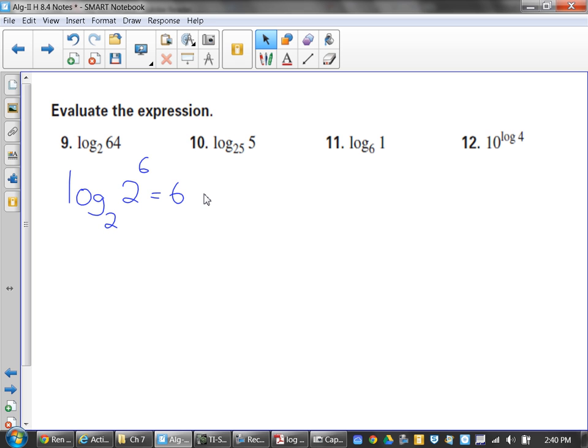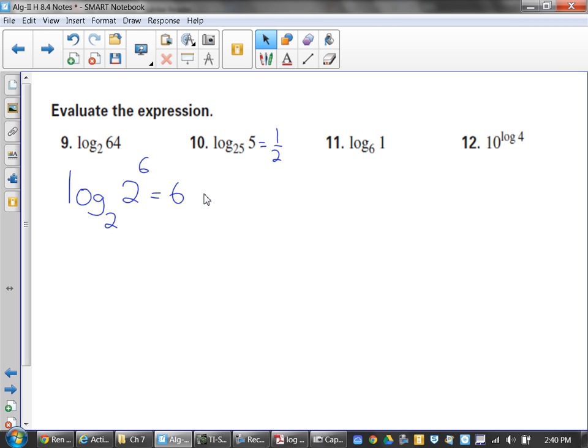Log base 25 of 5. Now, what can you do? That means it's 25 to what power is 5? 1/2. Okay? So you can play around with it, because it's getting smaller. It probably means you had to take a root of it.